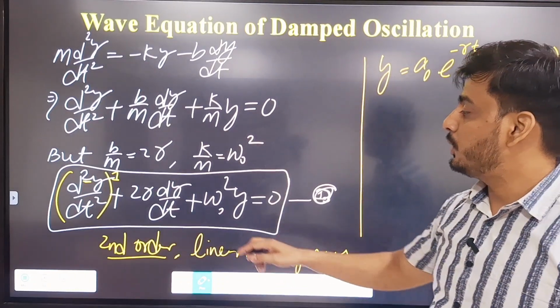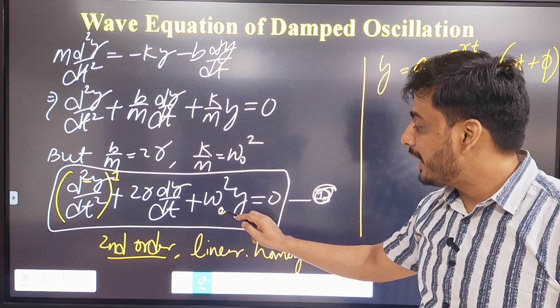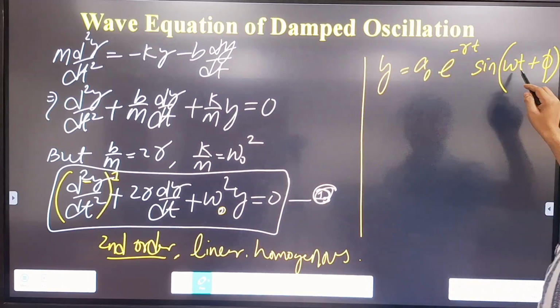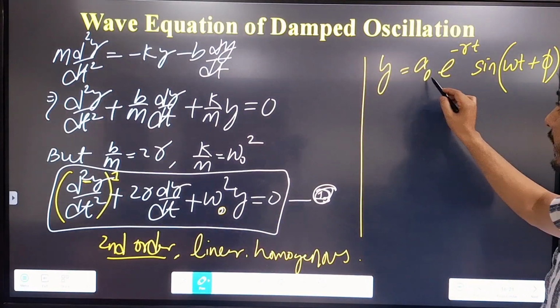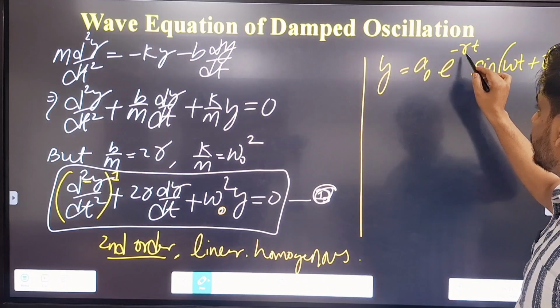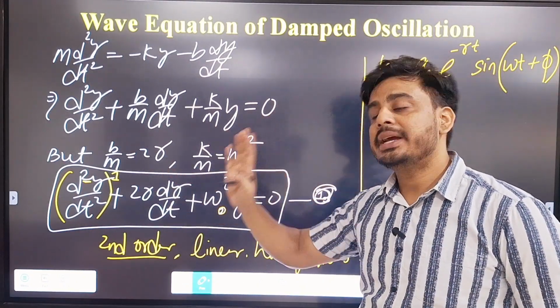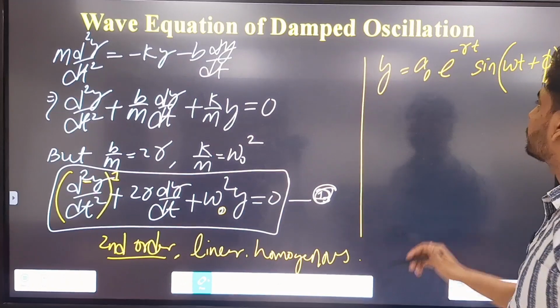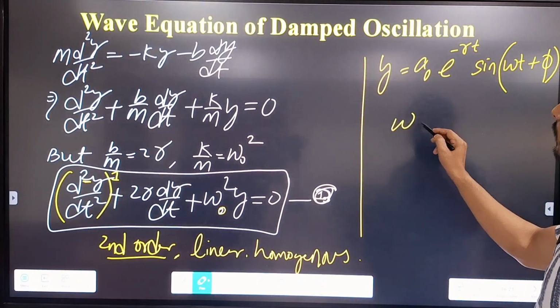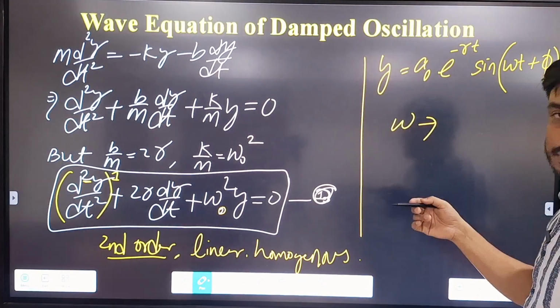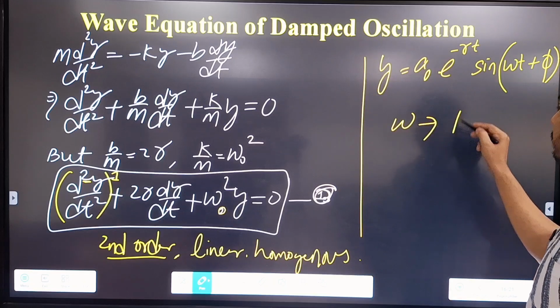The difference here you can see: here we have omega naught, but here I have written omega. This is a generalized solution where a naught is a constant, and here you can see r is there. If we had written r, this would be r by 2, so for easy calculation we have written 2r. Omega here is the damping frequency.